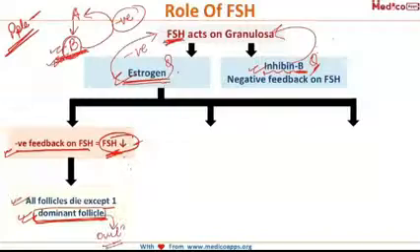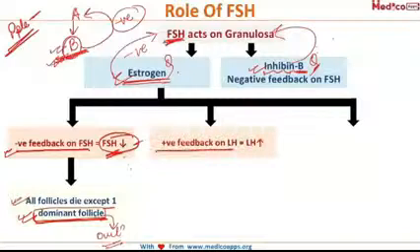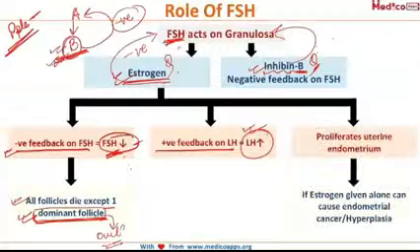Now apart from this, estrogen has a negative feedback action on FSH, and positive feedback action on LH, thereby causing an increase of the LH levels. Then it has another very important function, that on the uterine endometrium it causes proliferation.